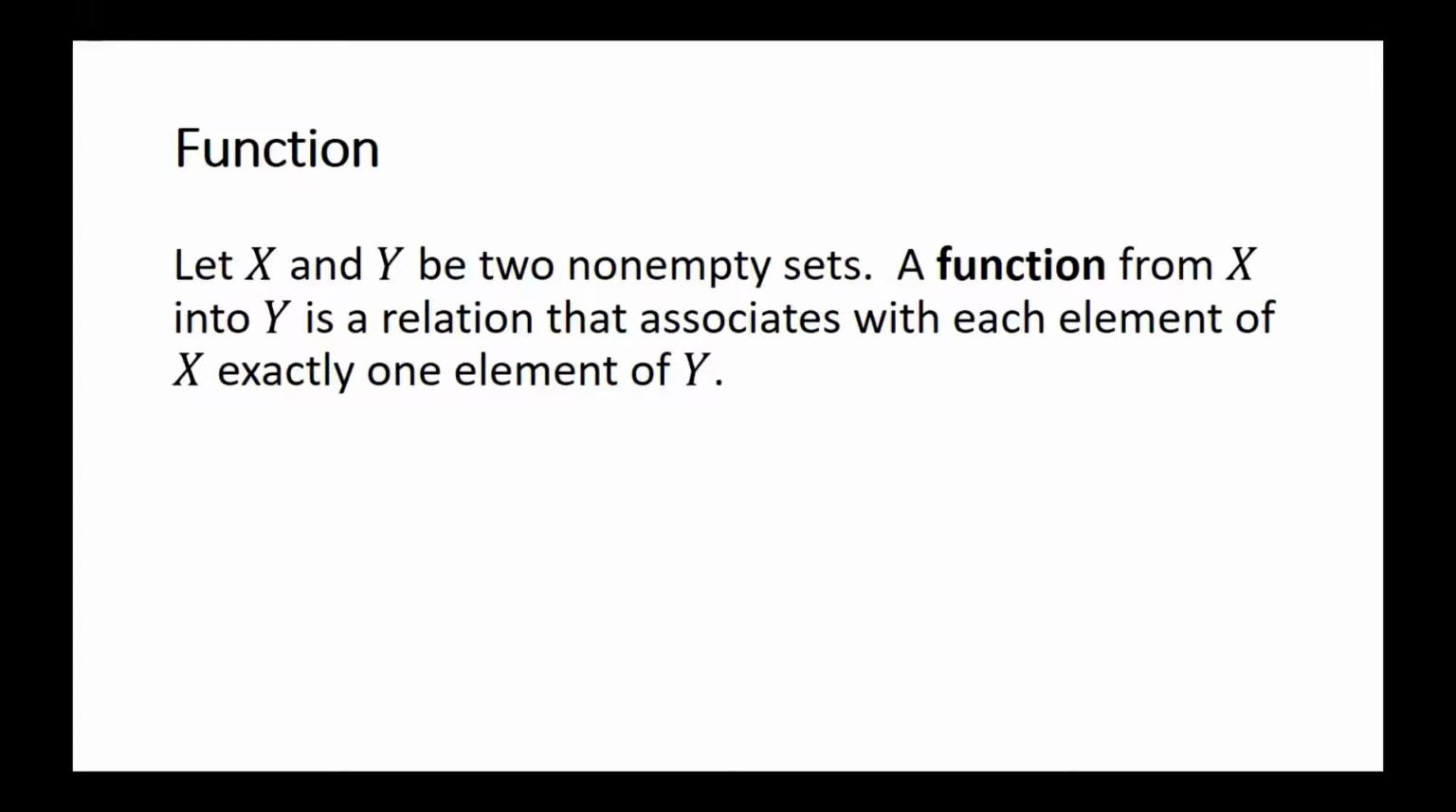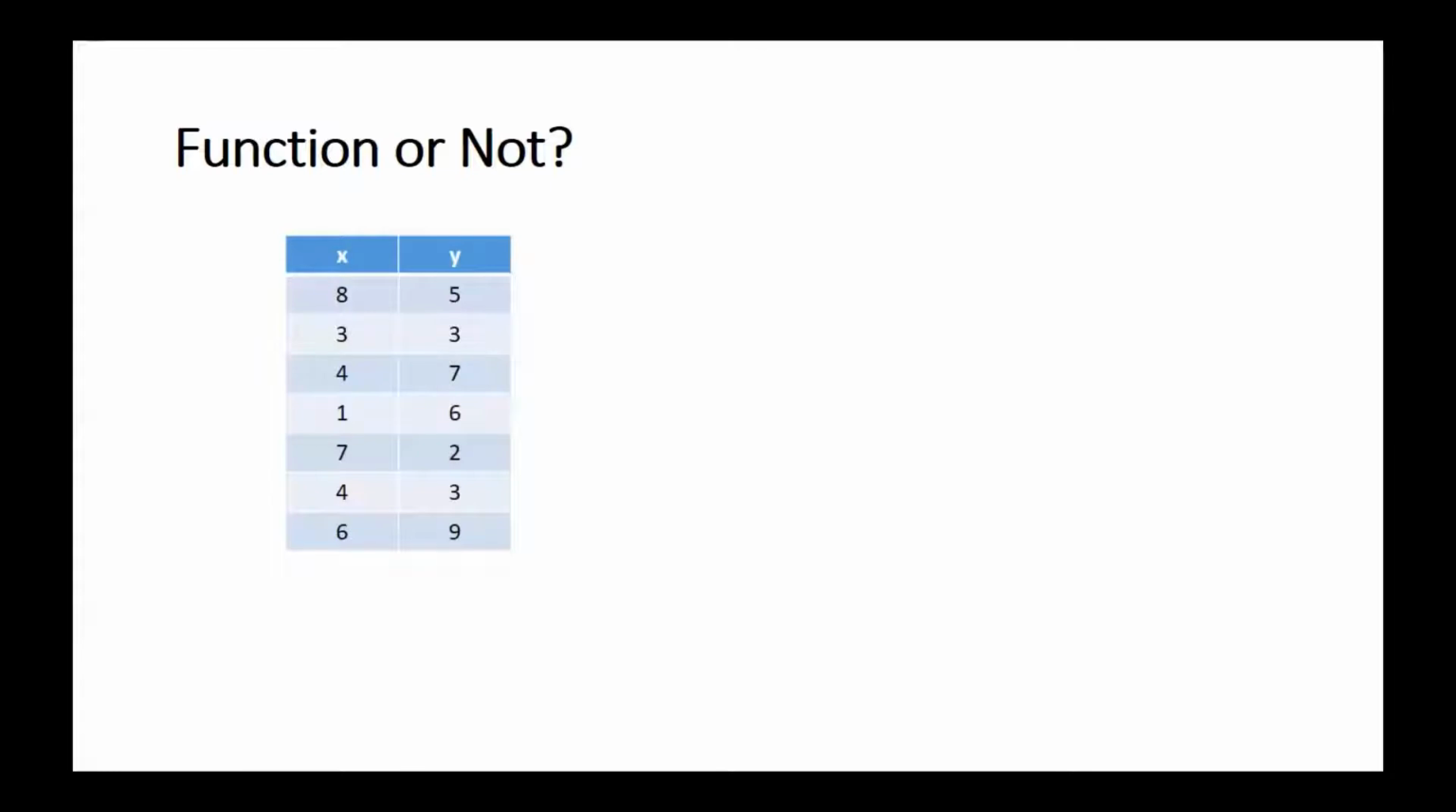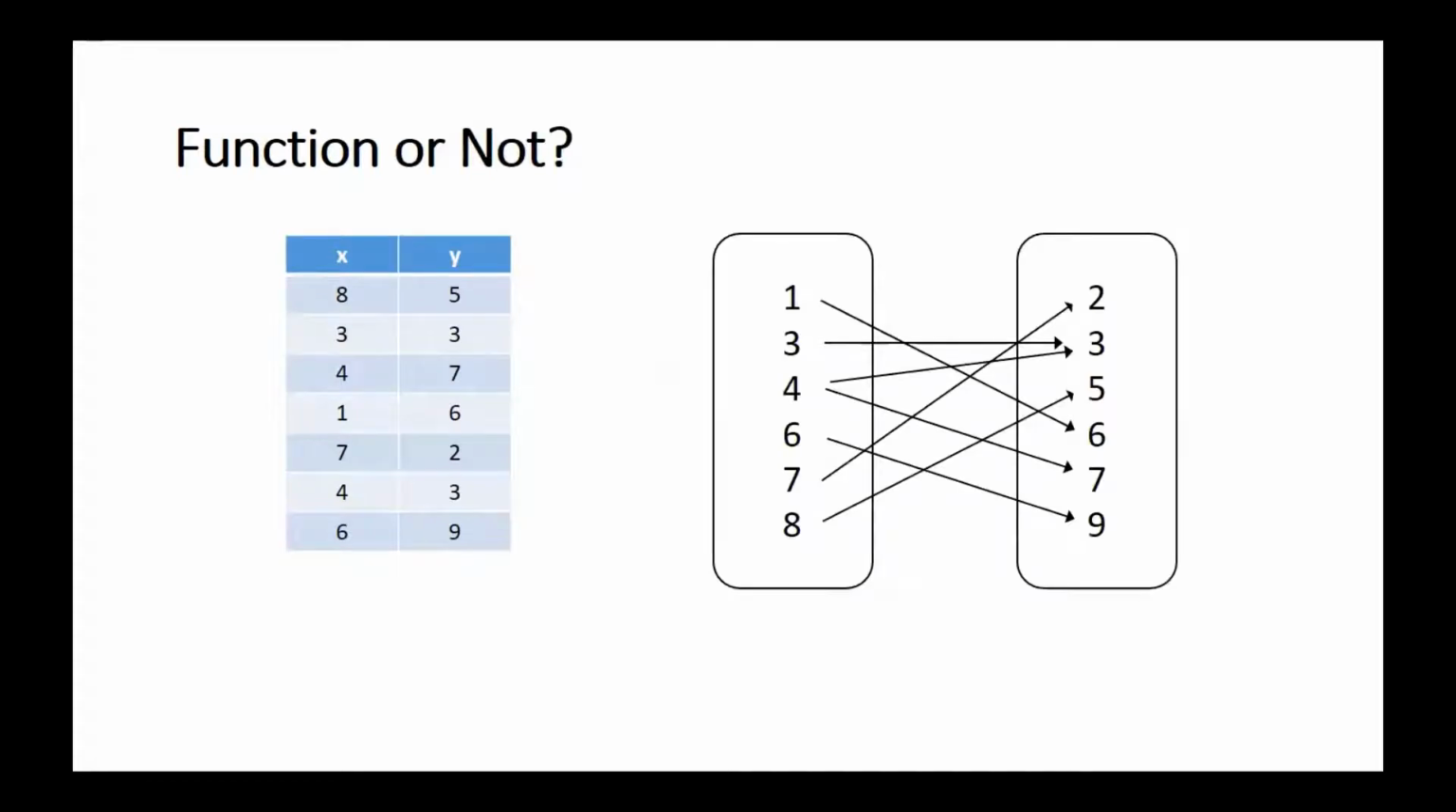If you have an input that can go to two possible outputs, then you do not have a function, you just have a relation. So let's determine whether we have a function or not.